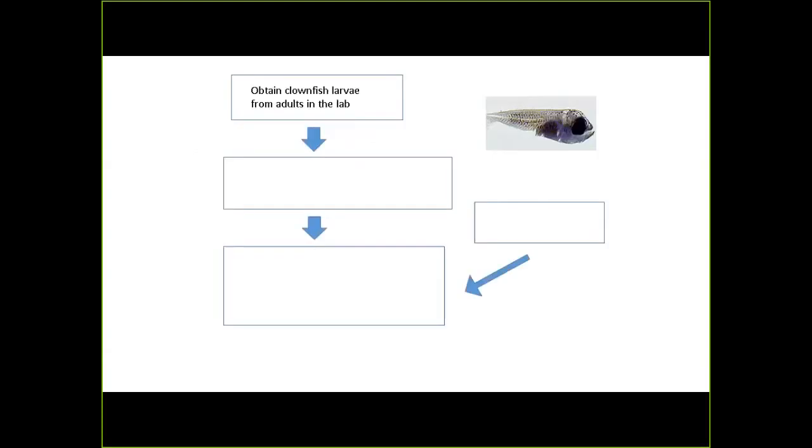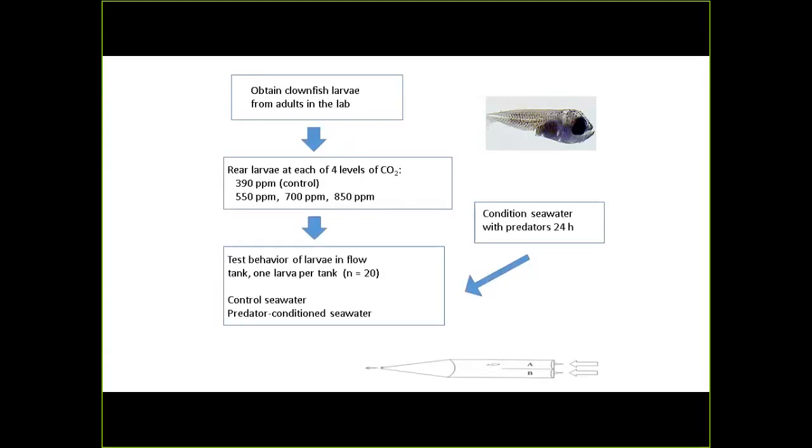So the way they did this experiment, you get the clownfish larvae in the lab, and then you raise them at four different CO2 levels. The 390 is the approximate control level that exists now. And then they had 3 other higher levels. And then they conditioned seawater with various predators for 24 hours. And then they test the behavior of the larvae in a flow tank.